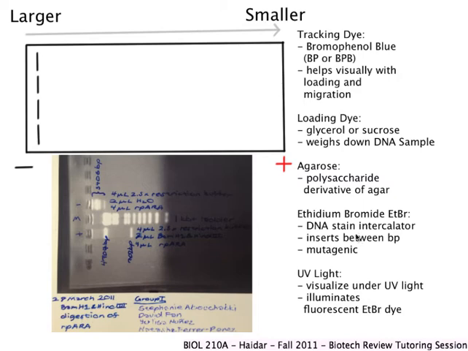Ethidium bromide is a stain intercalator. Basically what it does is it inserts itself between the base pairs of the DNA, and when you put it under a UV light, you'll be able to see basically a picture of where your DNA fragments are. Your visual tracking dye is not able to do that.